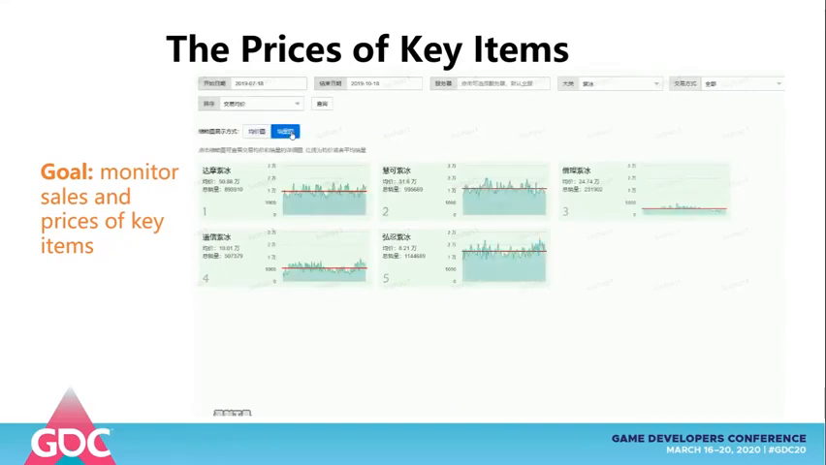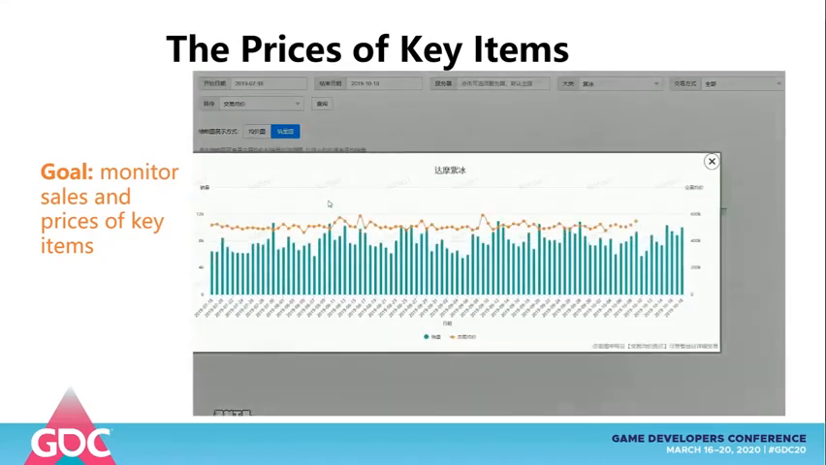Thankfully, for the 5 items on this chart, their selling prices are pretty stable. If they have huge fluctuations, we will adjust the production of these items.